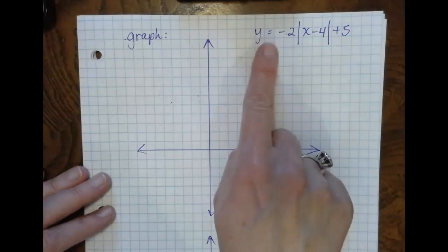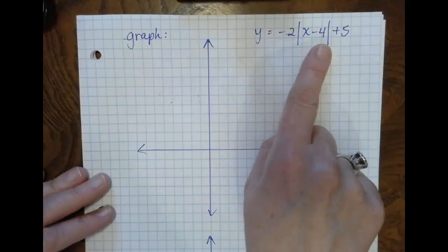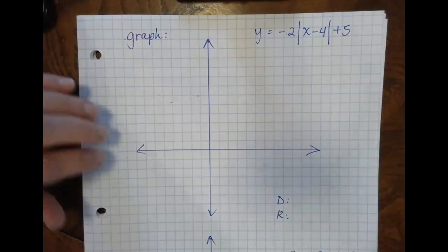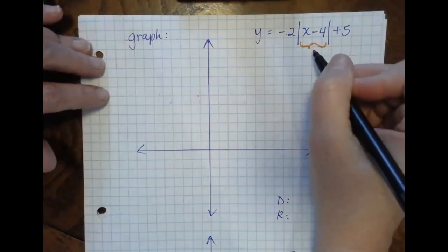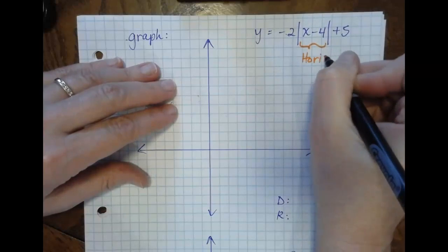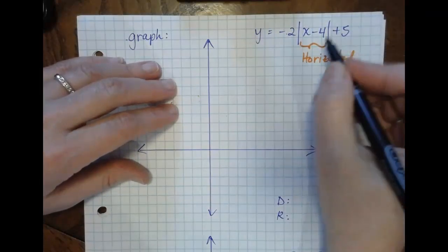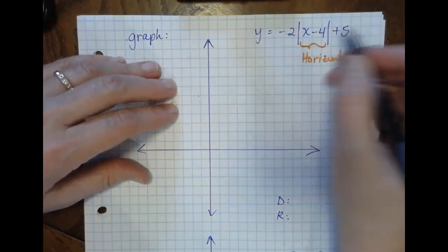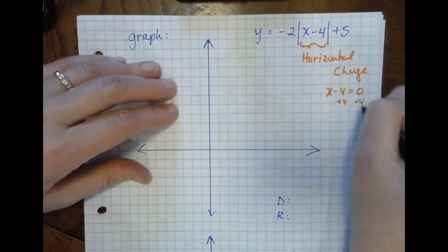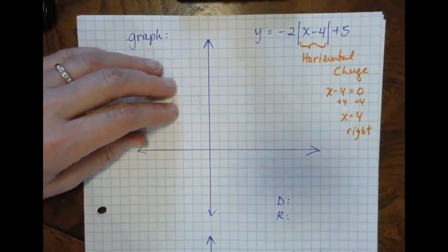So we've got y is equal to -2 times the absolute value of x minus 4 plus 5. So a brief reminder here. Anytime that we have any sort of addition or subtraction inside the grouping symbols, this creates a horizontal change. And the easiest way to deal with it is to simply take everything inside of the grouping symbols and set it equal to 0. So when we do this, we see that this graph is going to move 4 to the right. It's going to the right because it's positive.